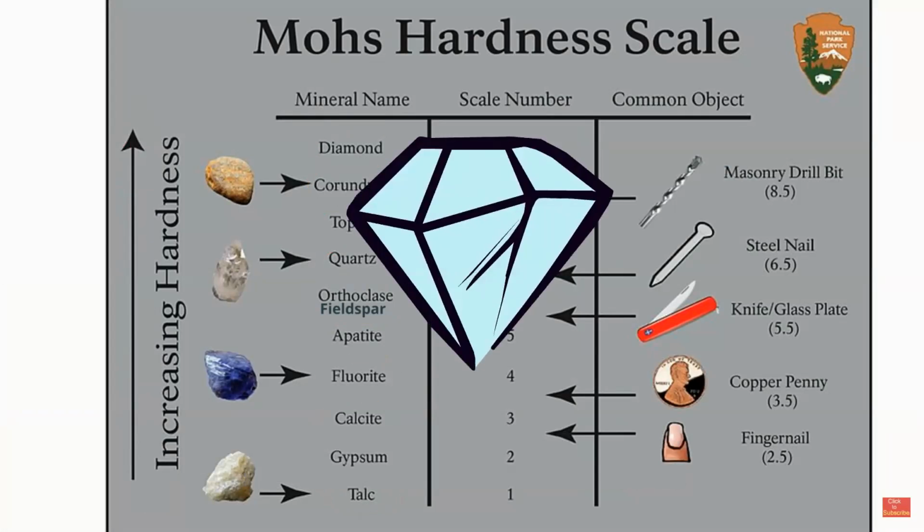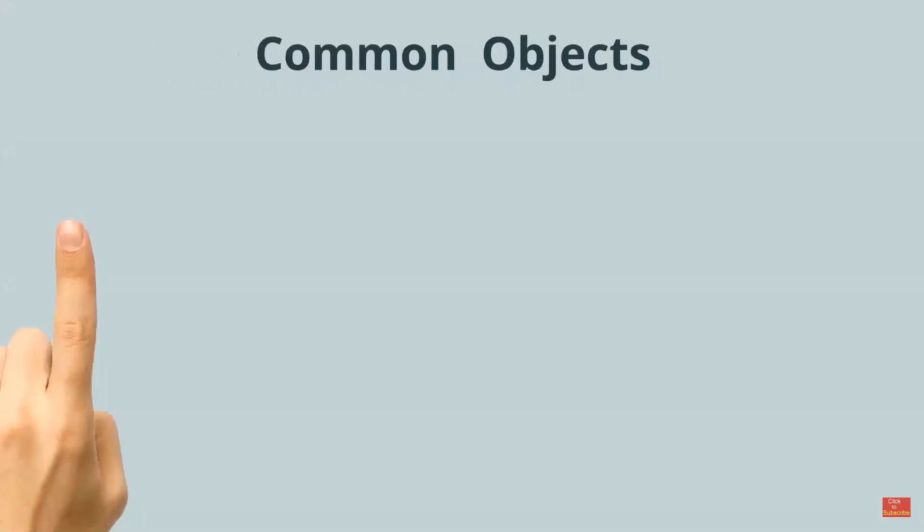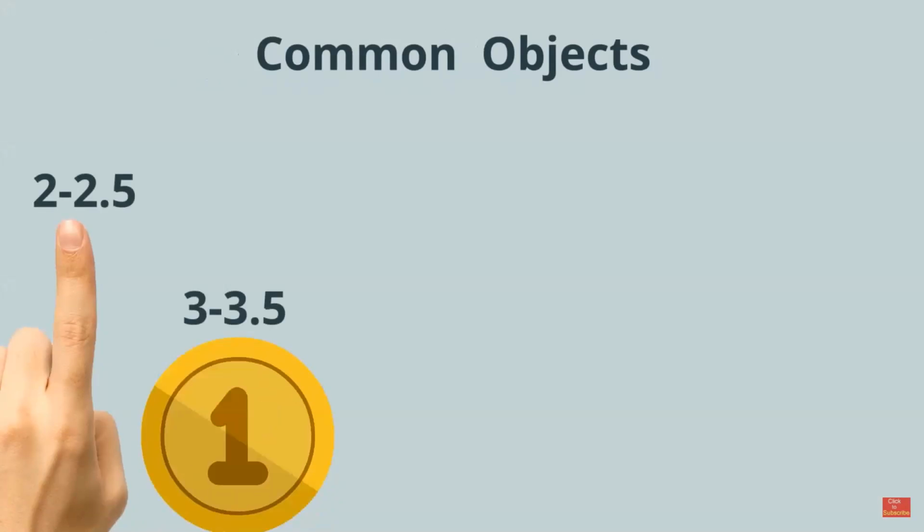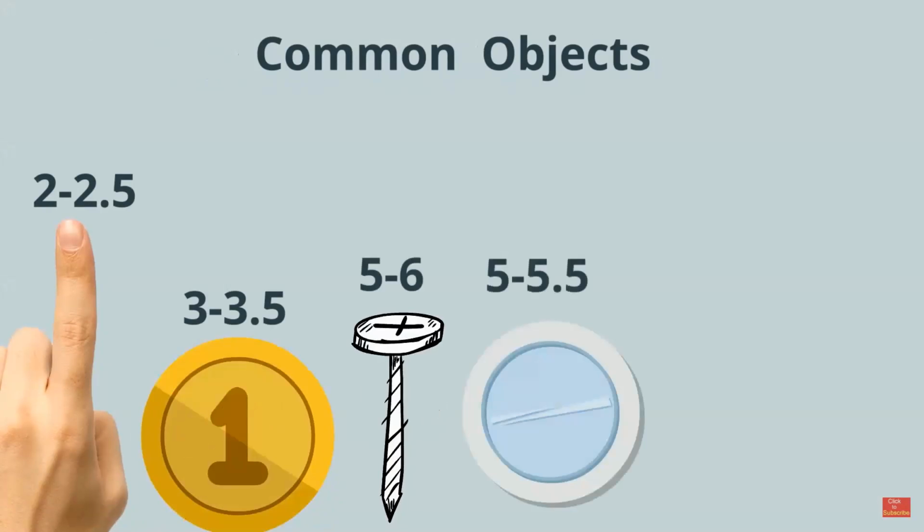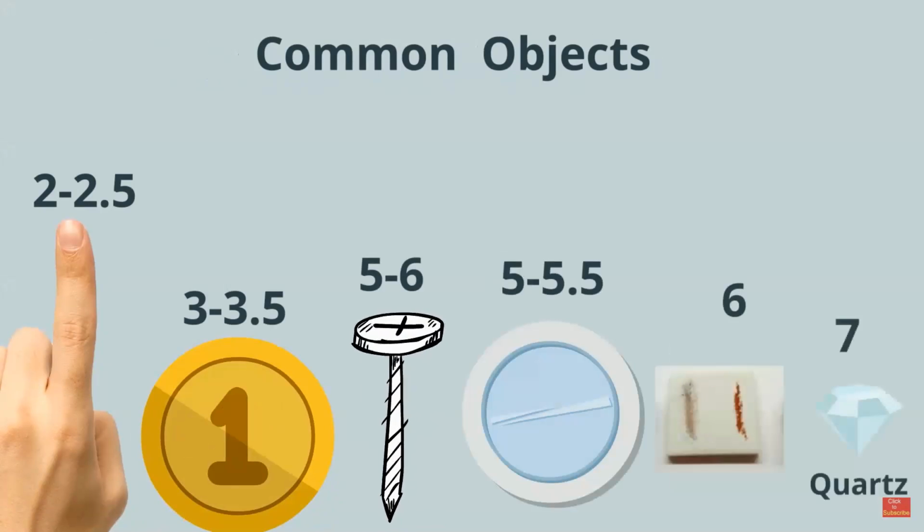You can also use common household items to test for hardness. For example, a fingernail has a hardness of around 2 to 2.5. A penny is between 3 and 3.5. A nail, 5 or 6. A piece of glass, 5 or 5.5. A streak plate, around 6. And a piece of quartz, around 7.